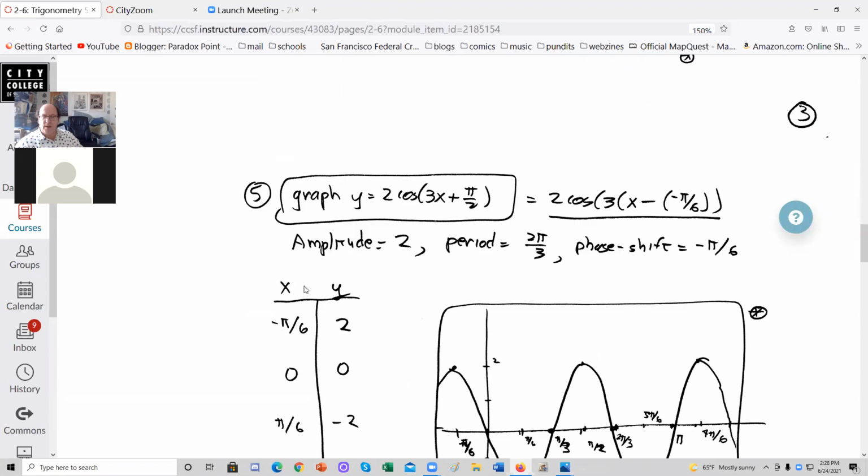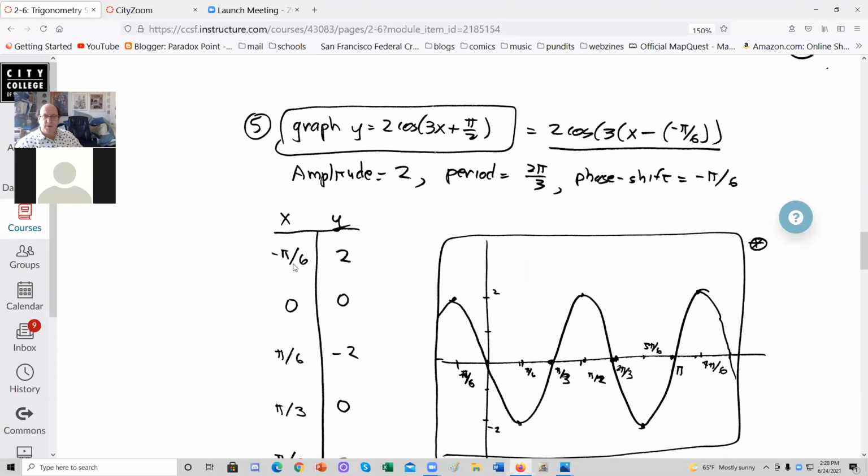Here we have, what is that? y equals 2 cosine of 3x plus pi over 2. If we remove a 3 from both of these terms, you get 2 cosine 3 of x minus negative pi over 6. So the amplitude is this, 2. The period is 2 pi over this 3, so 2 pi over 3. So the phase shift is minus pi over 6. So make a table. When x is negative pi over 6, this cancels to 0. 3 times 0 is 0. Cosine of 0 is 1 times 2 is 2.